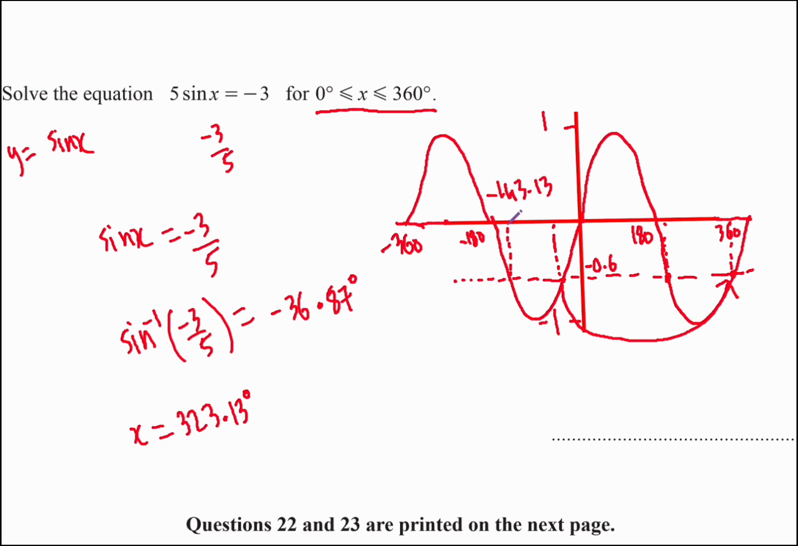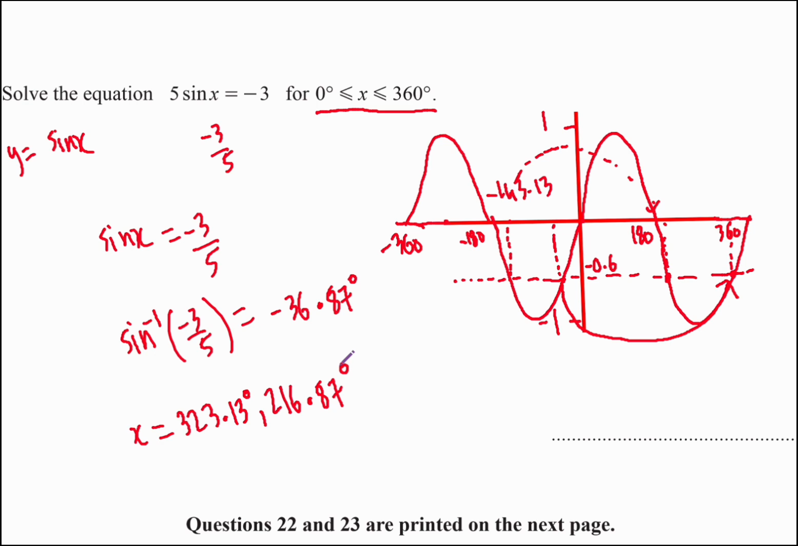143.13. And now again, we know sine is repeating every 360 degrees, so if you add 360 to that, we should end up getting that number right there. So let's add 360 to that. And we end up getting 216.87 degrees.